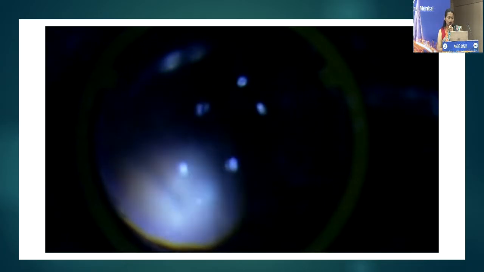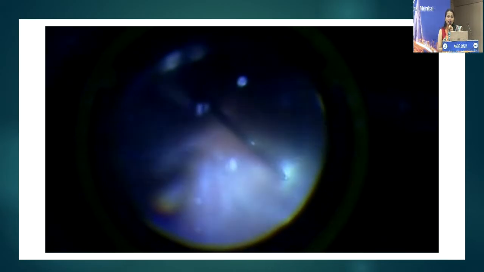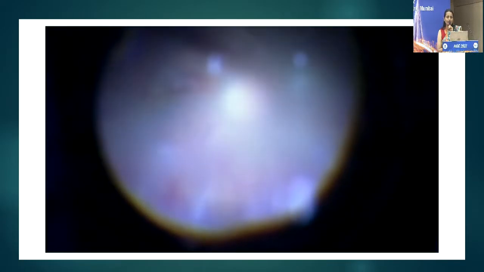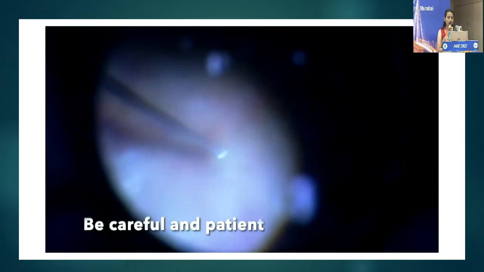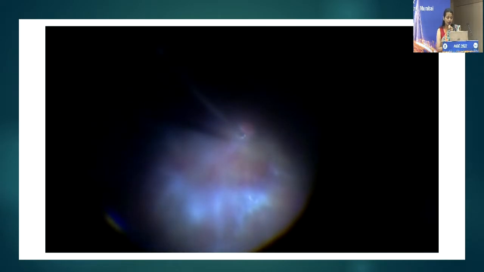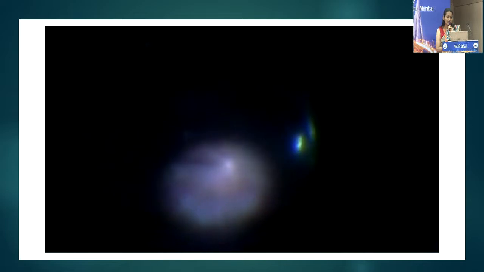In every case, you may not be able to induce a posterior vitreous detachment in endophthalmitis because the retina is edematous, and many a times the vitreous is very much adhered, and there are chances that you may develop retinal tears. So in such cases, we have to avoid pulling the vitreous from the retina, be very careful and patient, and do vitrectomy to the extent possible. As you can see, there are a lot of hemorrhages on the retina, so there is retinal involvement.